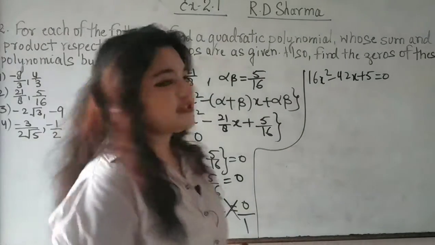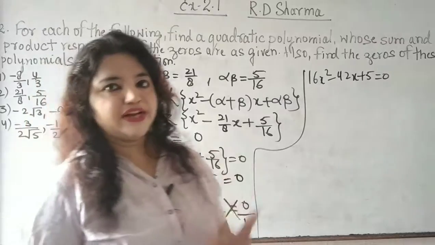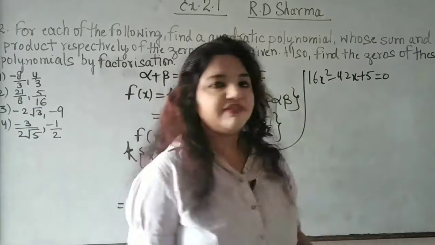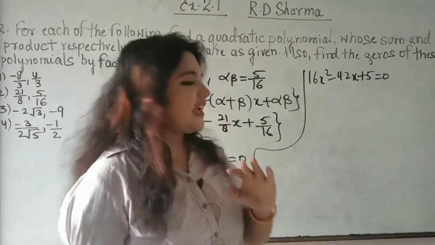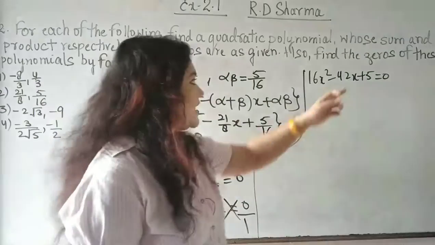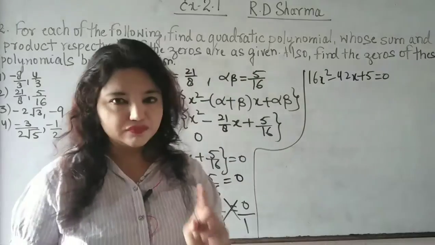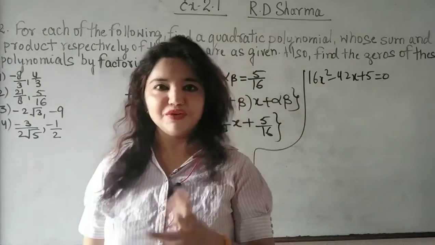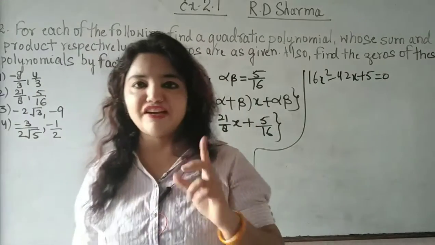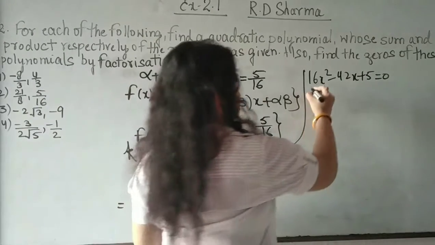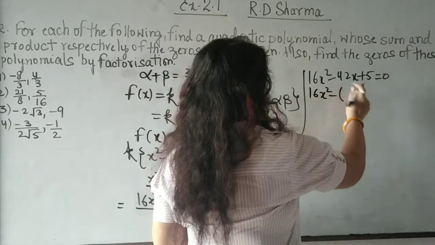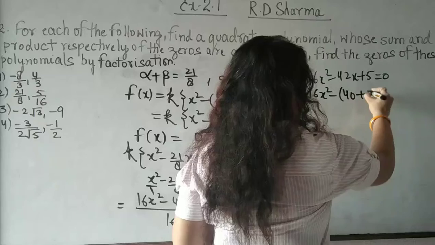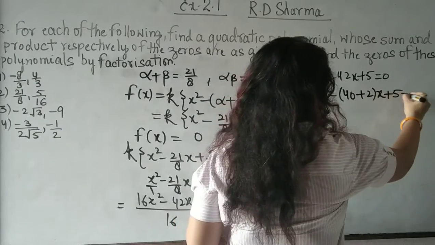Now we will be just using the middle term splitting method to get the zeros of this polynomial. So guys, 16 into 5, that is 80. And 80 we have to divide in such a way that we can get 42. See guys, 42 is 40 plus 2, and their product is 80. So in the place of 42 we can write 40 plus 2. So I am writing 16x square minus (40 plus 2)x plus 5 is equal to 0.